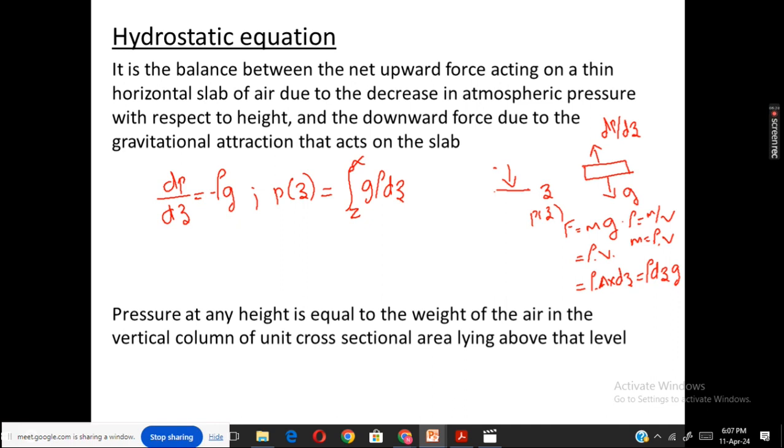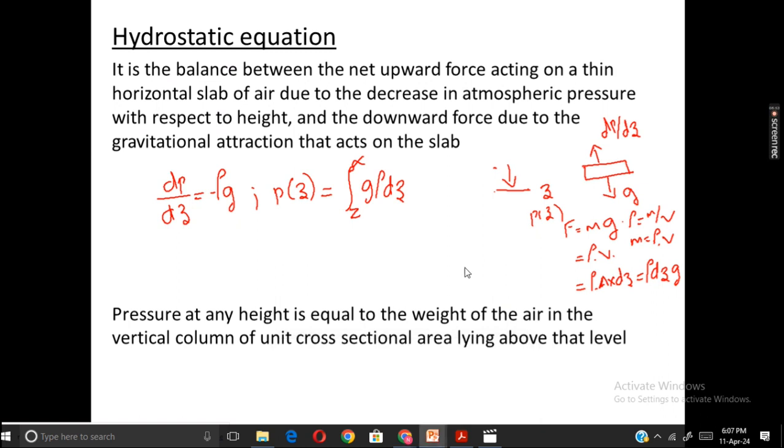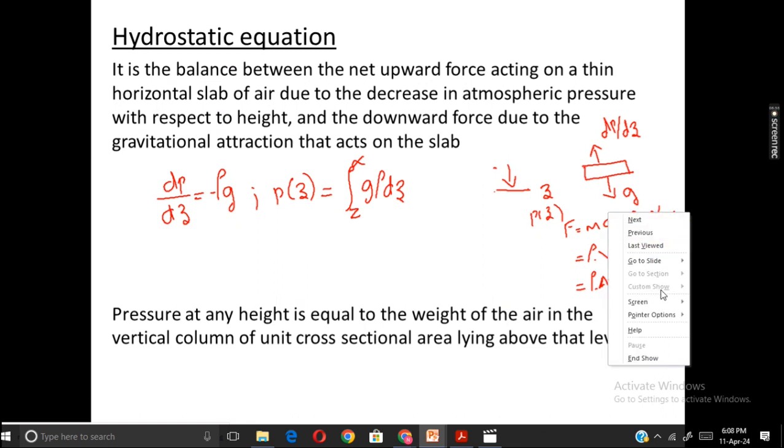If you guys remember, the relationship between pressure, height, and density is basically known as the hydrostatic equation. We have learned this before. Hydrostatic equation or hydrostatic balance is basically the balance between the net upward force acting on a thin horizontal slab of air due to the decrease in atmospheric pressure with respect to height, and the downward force that is acting due to the gravitational attraction.